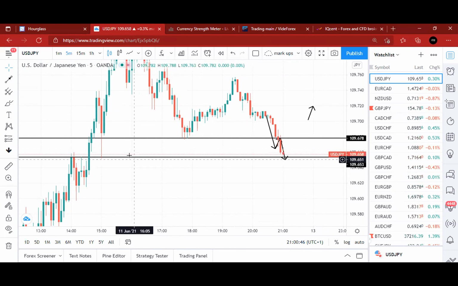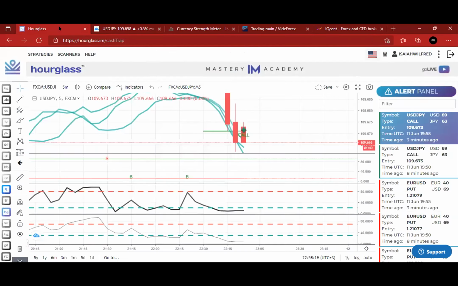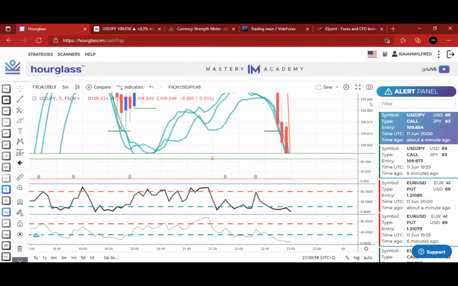The market will still do its own thing. When you enter a trade, are you supposed to win all trades 100%? You're not supposed to win all trades 100%. But at least with these rules, at least you're supposed to have what?